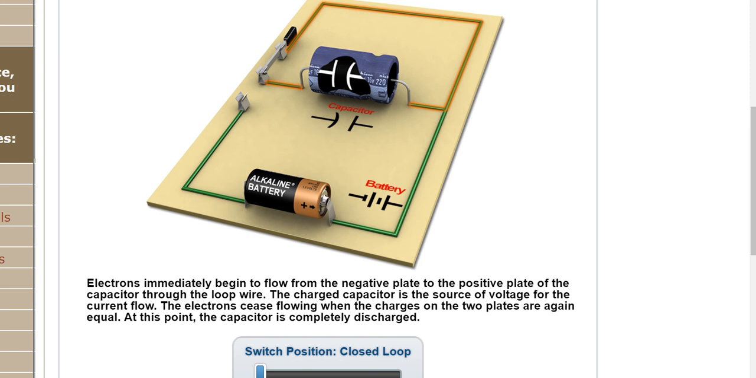converts that electrical energy that the electrons have into some other form of energy. Perhaps that other form of energy is light, or maybe a sound. Light may happen with a flash in a camera, for example.